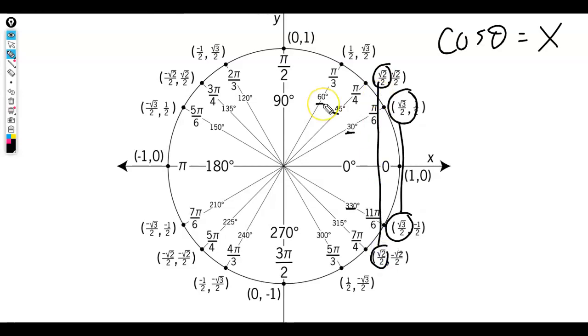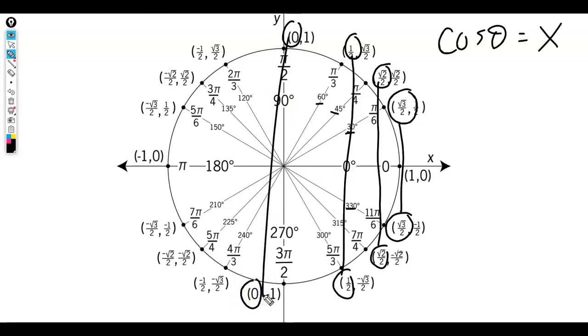So let's do 60 degrees. What's cosine of 60 degrees? Cosine of 60 degrees is a half. Now you guys can probably find it pretty quickly and easily because you're starting to see a pattern. The other one that matches that is right here below it, directly across the y-axis. So all x values are the same directly below each other.